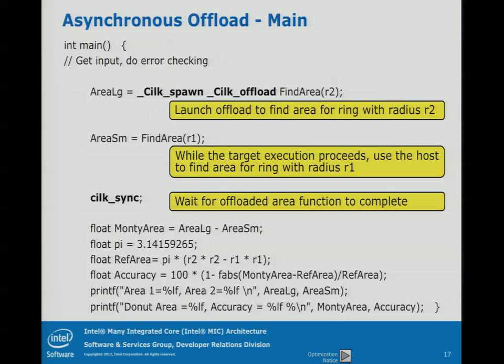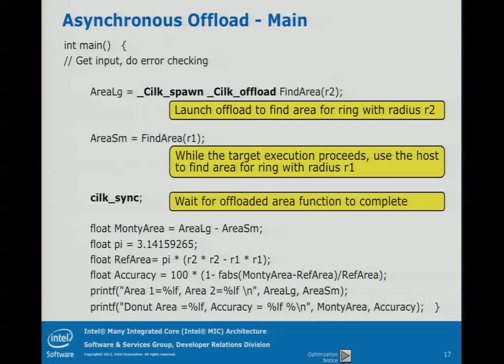Okay, and then on the host, so that's the main function that we execute on the host. What we basically do is we Silk spawn a Silk offload. Okay, so this basically runs on area with radius R2. So that's probably the outer diameter of our donut. Okay, so we count all the sugar crystals that fall into the donut, not respecting that there's a little hole inside. Okay, and then we do the same in a second thread for the inner circle.